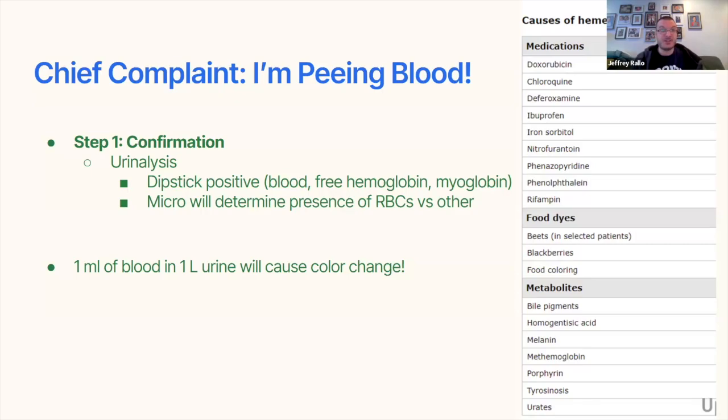Okay. You can have dipstick positive, can be blood, free hemoglobin, or free myoglobin. You need the micro to determine whether it's actual RBCs or just the globins floating around. 1 ml of blood in 1 liter of urine can cause a color change. So the degree of color change of the urine, how red it is, is not helpful at all. It's a very binary thing. There's blood in it or there's not blood in it, just from visualization.